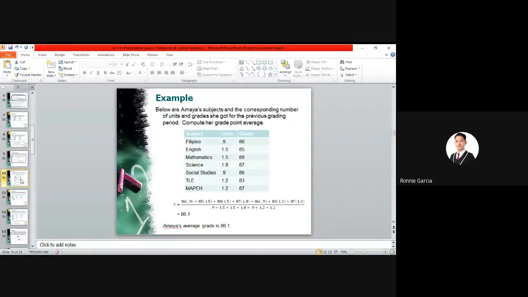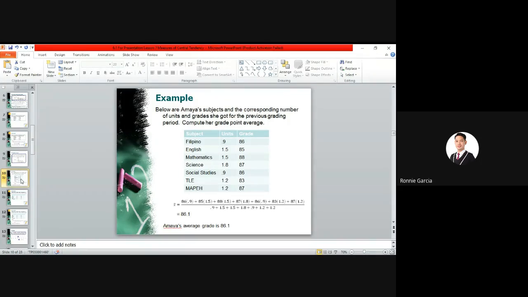Example, below are Amaya's subjects and the corresponding number of units. Familiar ba sa inyo ang subjects, di ba? Kay naa man siya corresponding units, especially karon nga college ta. Naa moy mga units ang isa ka subject mo, ang number of units. The number of units will tell you the weight or the degree of importance of that particular subject.